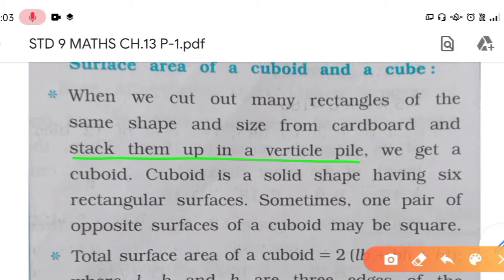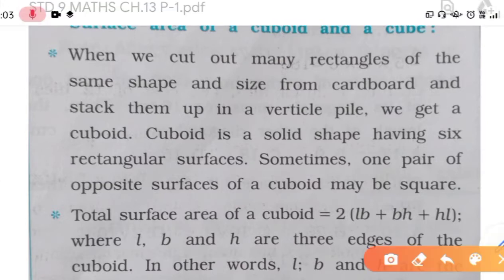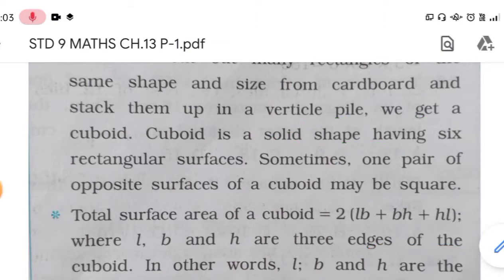Cuboid is a solid having 6 rectangular surfaces. Sometimes one pair of opposite surfaces of cuboid may be square. So here it is said that cuboid is a solid shape having 6 rectangular surfaces. Cuboid shape is like one of the mobile boxes which is at your home, the duster of our classroom. Even the shape of our mobile phone is also cuboid shape. So hope you understood the shape of cuboid by such examples.